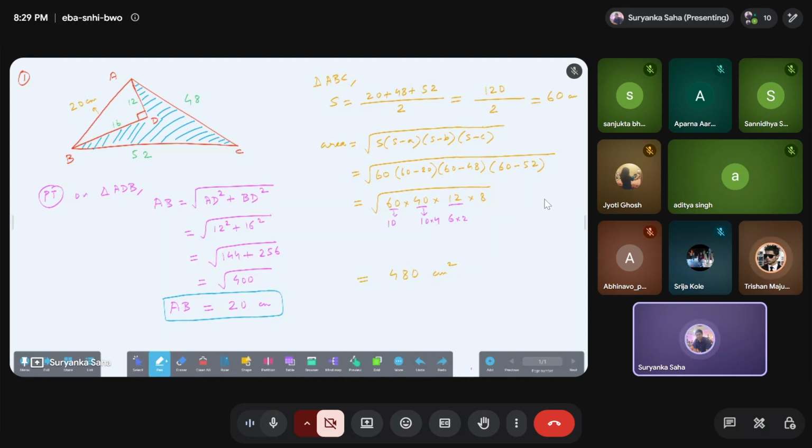So 10 will come out. 20 into... 2. Yes, yes. So 10 will come out. 240. 10 into 10, one 10 will come out.